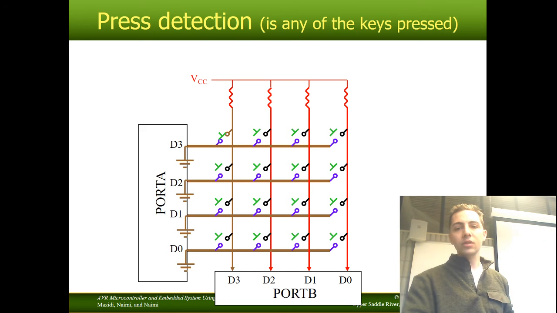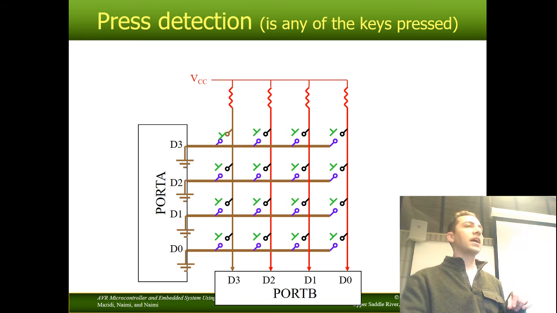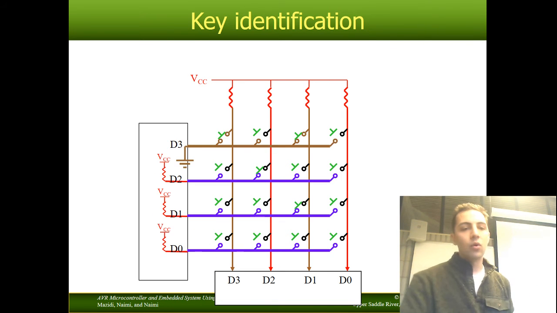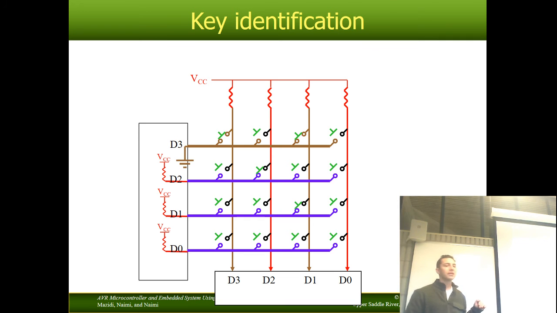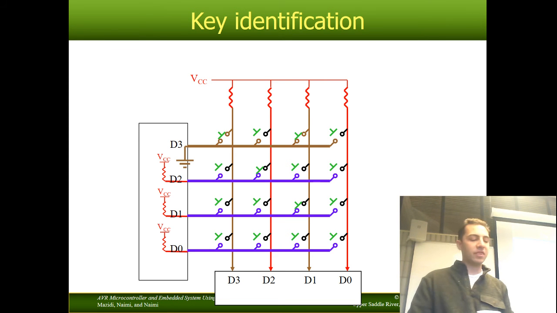Okay. So how do we identify a key? It's pretty similar to what we just talked about, what you just kind of hinted at. What we're going to do is scan through each of these rows by setting D3 to ground. So I've got a key pressed here, here, there, there. So I've got a total of 4 keys pressed in this hypothetical scenario.